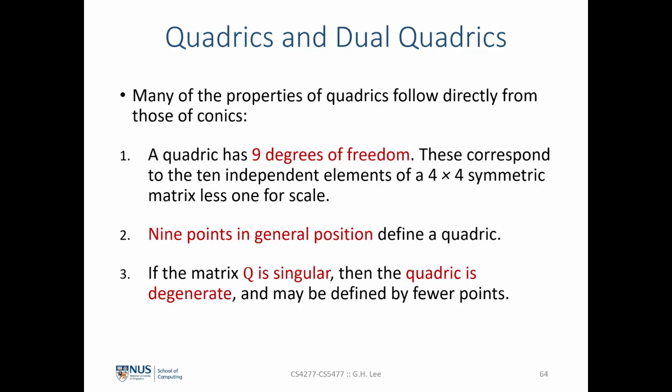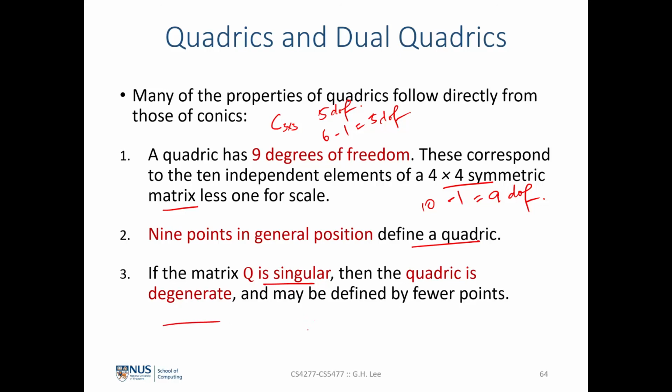As mentioned earlier, the quadric follows the same properties as the conics. We have seen in the previous lecture that a conic is a 3 by 3 matrix with 5 degrees of freedom, because it's a symmetric matrix with 6 unique elements, minus 1 for the scale. In the case of a quadric, it's a 4 by 4 symmetric matrix. This means it has 10 unique entries minus 1 degree for scale, and therefore it's left with 9 degrees of freedom. As a result, 9 points in general are sufficient to define a quadric. And if the matrix Q is singular, then the quadric is degenerate and it may be defined by fewer points. So this is a direct extension of the properties of a conic.